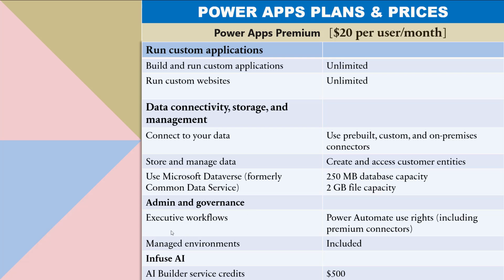Admin and governance, execute workflows. So Power Automate use rights, including premium connectors, and manage environments. It is also included under admin and governance. Now, the last one is Infuse AI. You can create AI Builder service credits using $500. I will tell you the details of AI Builder plans and prices. Let me go to the next slide and show you.